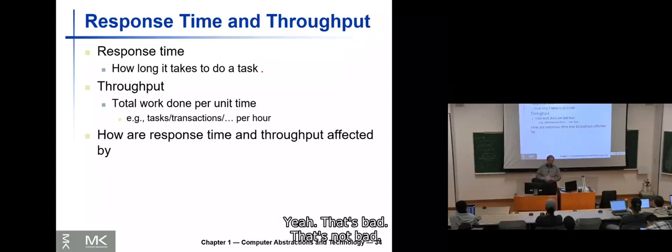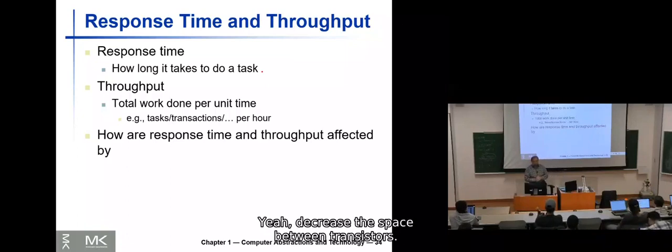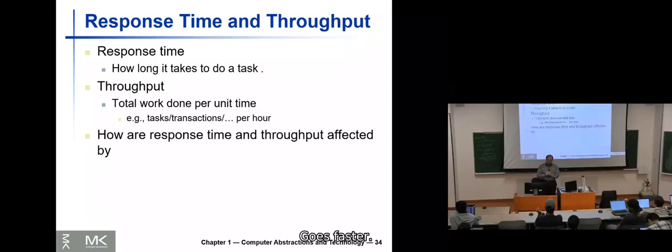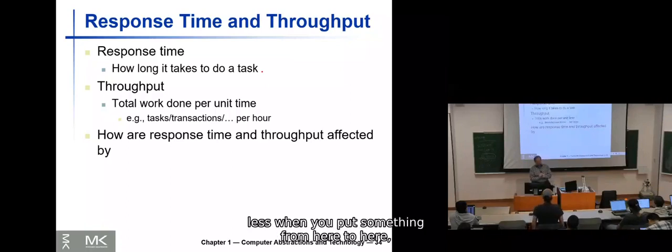Yeah. For example. That's not bad. Parallel. You do it in parallel. What else? Having more transistors in the CPU. So a bigger processor, so it can do more tasks. Yeah. Decrease the space between transistors. So then what happens when we decrease the space? Data goes faster, takes less time. The delay would be less. When you put something from here to here, then it will be less delay.